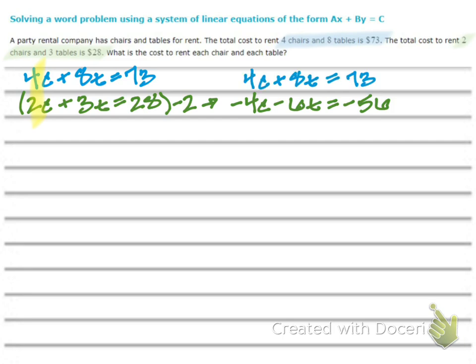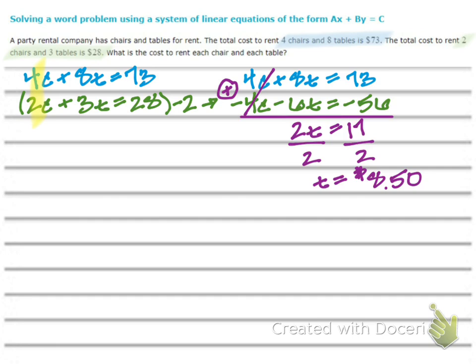And then remember here, what we're going to do is add these guys together. And so notice those 4 C's cancel out, which is the whole point, right? And then to solve for T, I need to divide both sides by 2. So a table is $8.50.